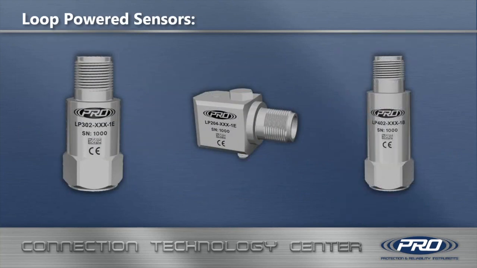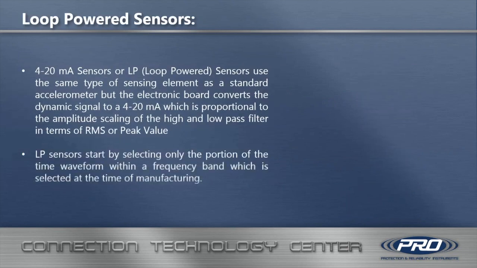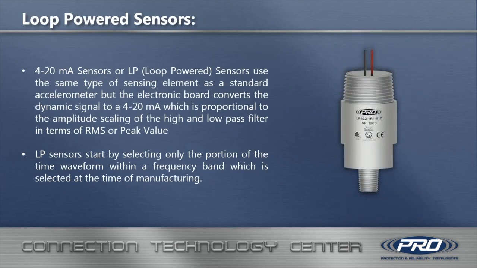So now we're going to talk about loop-powered sensors. 4 to 20 milliamp sensors, or LP loop-powered sensors, use the same type of sensing element as a standard accelerometer, but the electronic board converts the dynamic signal to a 4 to 20 milliamp signal, which is proportional to the amplitude scaling of the high and low pass filter in terms of RMS or peak value. LP sensors start by selecting only the portion of the time waveform within a frequency band which is selected at the time of manufacturing.